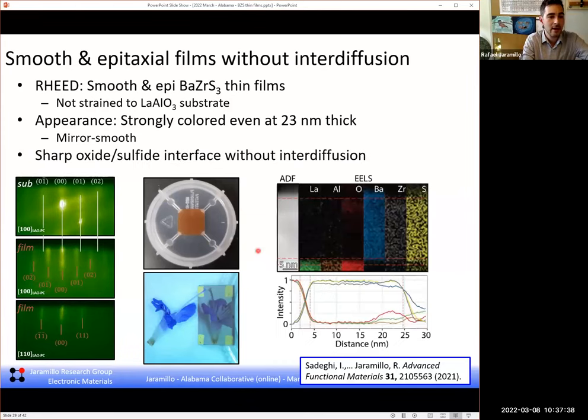And we have almost no evidence of atomic segregation or diffusion at the interface. So we have these atomically sharp oxide perovskite to sulfide perovskite interfaces. We do have the formation of a self-limited native oxide at the top surface, which I could tell you more about, but that's not the point of today's talk.